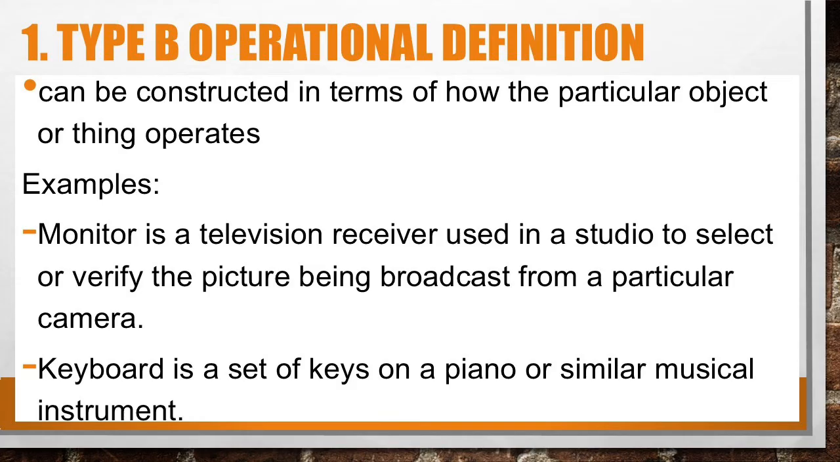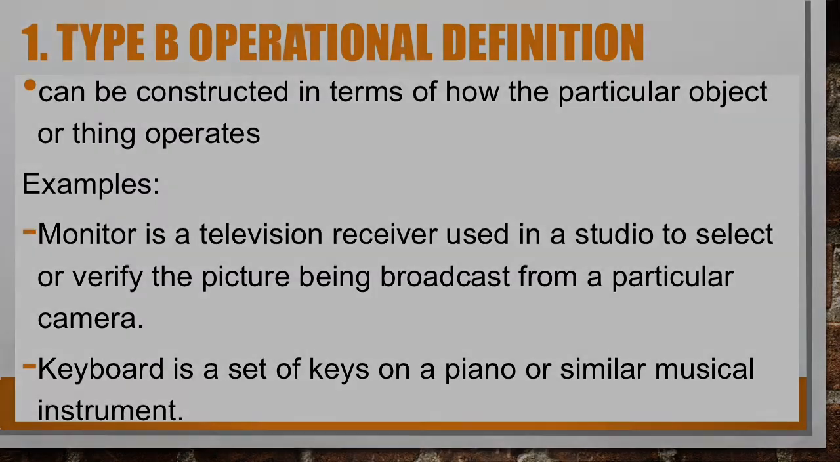Next we have the type B operational definition. It can be constructed in terms of how the particular object or thing operates. How does this object operate? That can be a question in order for you to define the term in an operational definition. Another example: keyboard is a set of keys on a piano or similar musical instruments.